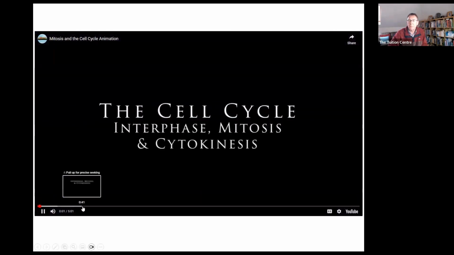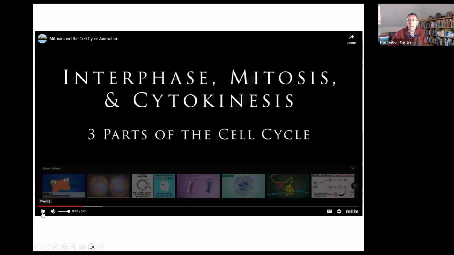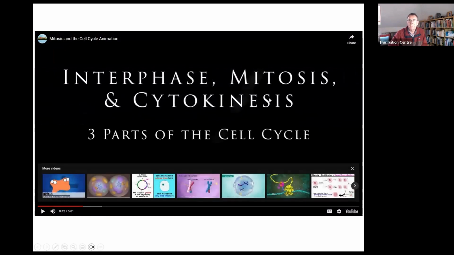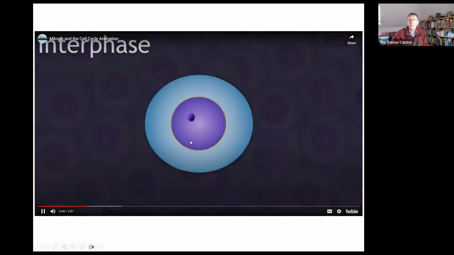I'm going to skip to this section here, and just notice that it reminds us that there are three phases, three parts, three stages in the cell cycle. We've got interphase, mitosis, or meiosis, right? But mitosis in this case, and cytokinesis, which is the cell splitting in two in the end. So if we look at the beginning of this, we just focus on interphase. I think it's worth just having this kind of image in our head.